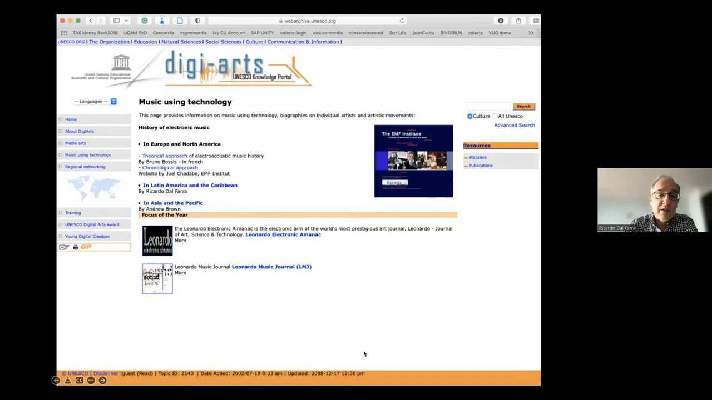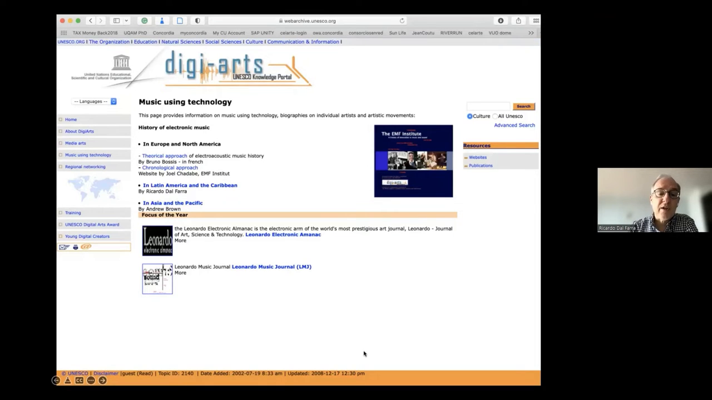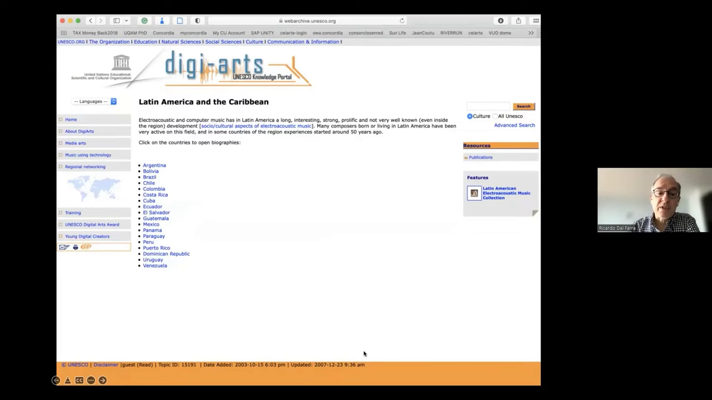Even with this part, what happened is that, as you can see in this slide, different from the previous one, this is the original or close to the original, and this is what's happening now. So it says you are viewing an archive webpage collected at the request of the United Nations Educational, Scientific and Cultural Organization, etc., etc.